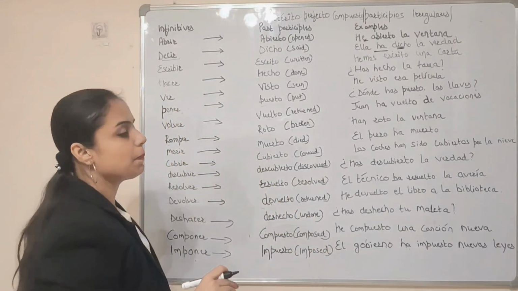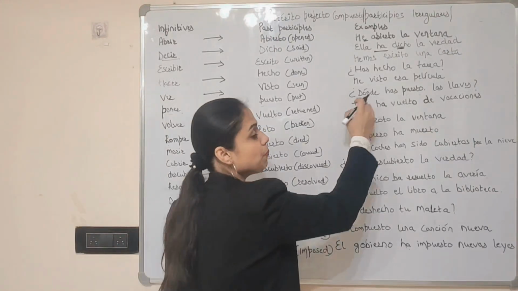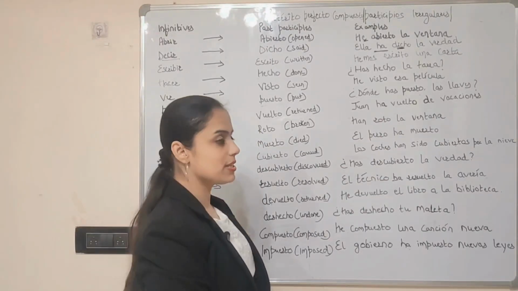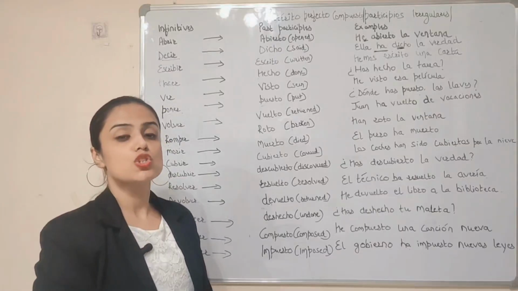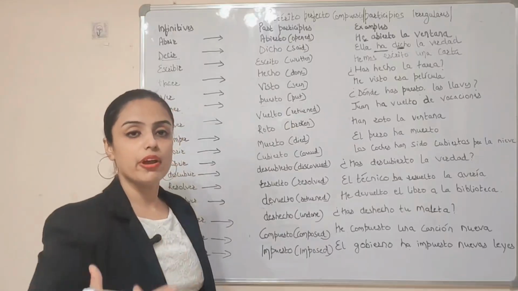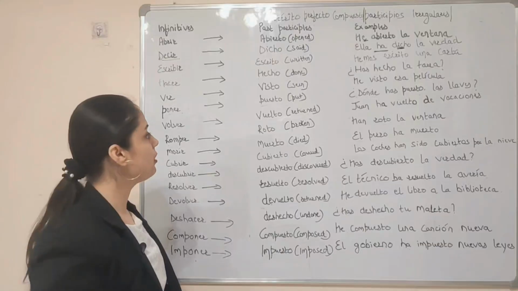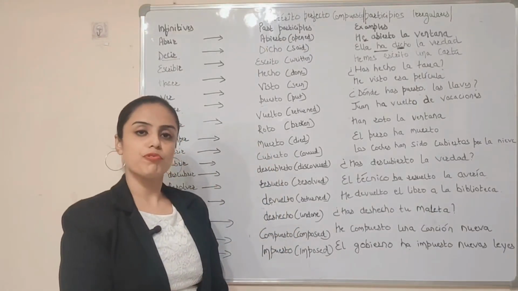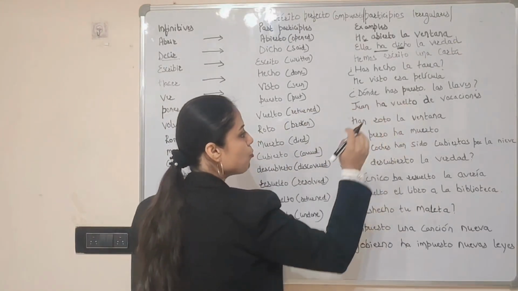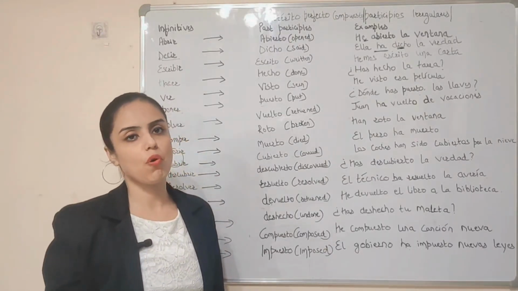The next one is poner. The past participle of poner is puesto. Por ejemplo, ¿dónde has puesto las llaves? Llaves means keys. Puesto means put. So where have you put the keys? The next one is volver. The past participle of volver is vuelto, which means returned. Por ejemplo, Juan ha vuelto de vacaciones. Vacaciones means vacations. So Juan has returned from vacations.